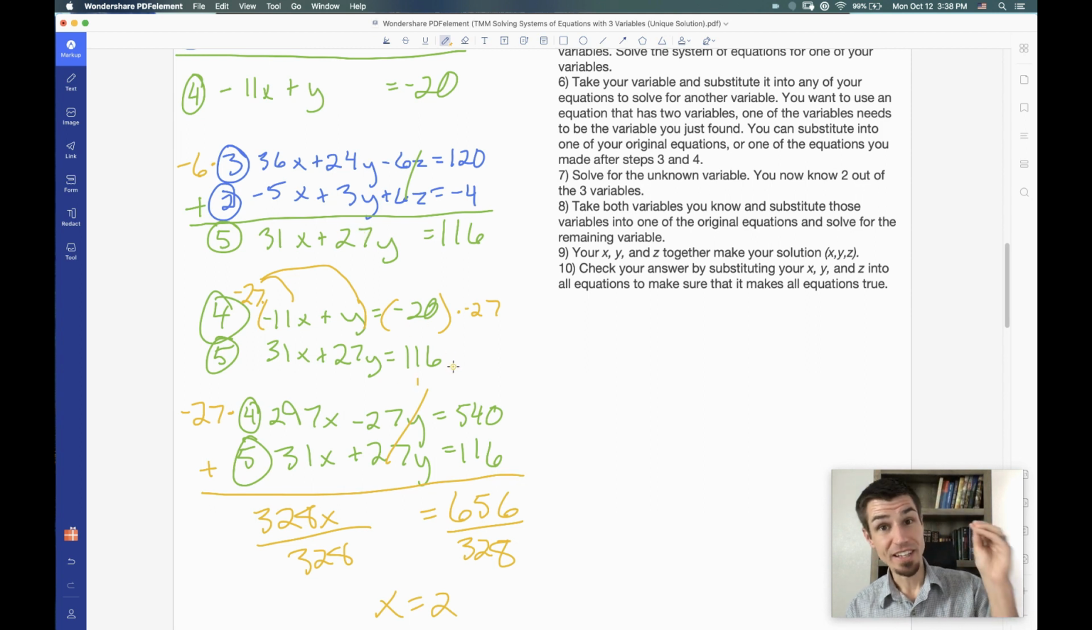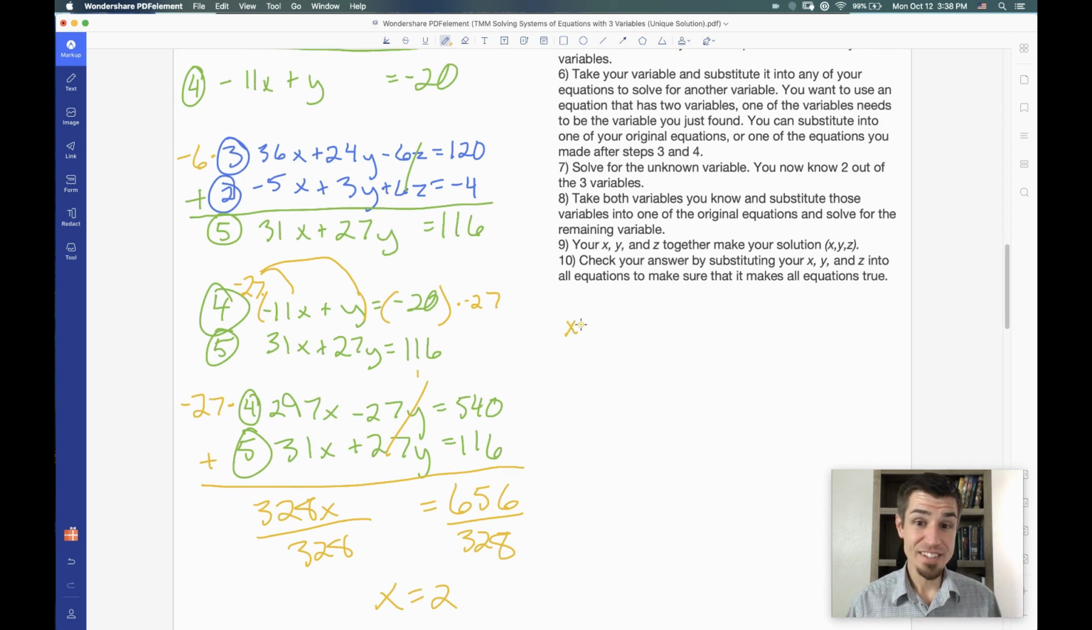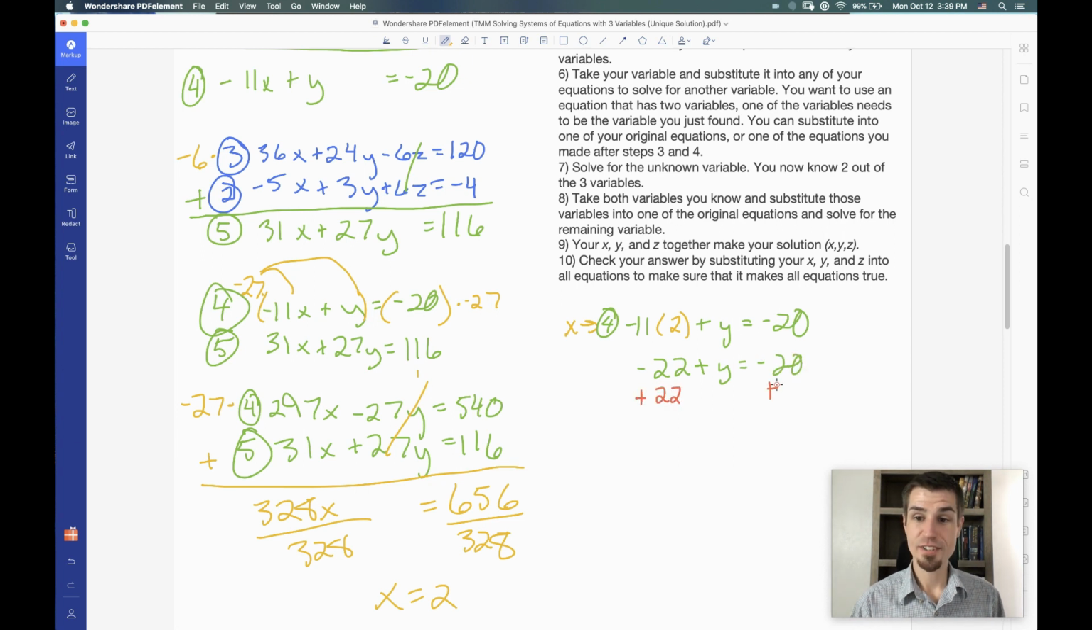So remember, label what you're doing. Make sure that it's clear. You're going to take your x and substitute it into equation 4. Our equation 4 is negative 11x, which is 2, plus y equals negative 20. Now multiply, solve for y. Negative 22 plus y equals negative 20. So we want to add 22 to both sides. What we do to one side, we've got to do to the other. And that gives us y equals 2 as well. So we have x equals 2, y equals 2. Now we just have to find z.